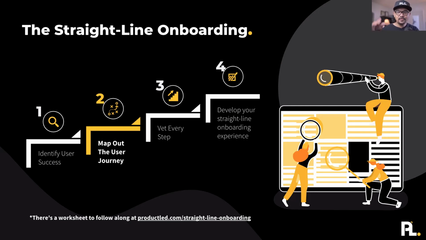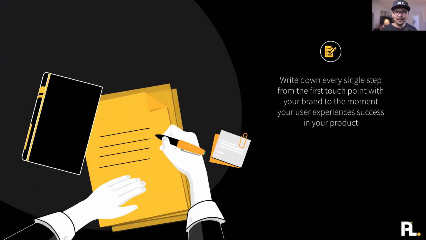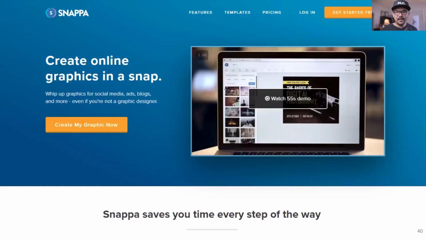Map out the user journey. Once you know where you're going, you want to create a map towards that success state. What you would do with your team, if you're reviewing your onboarding, is map down every single step from the first touch point to the very moment that they achieve that key product action. Usually I would use sticky notes if you're in person, and you want to break down every single one.